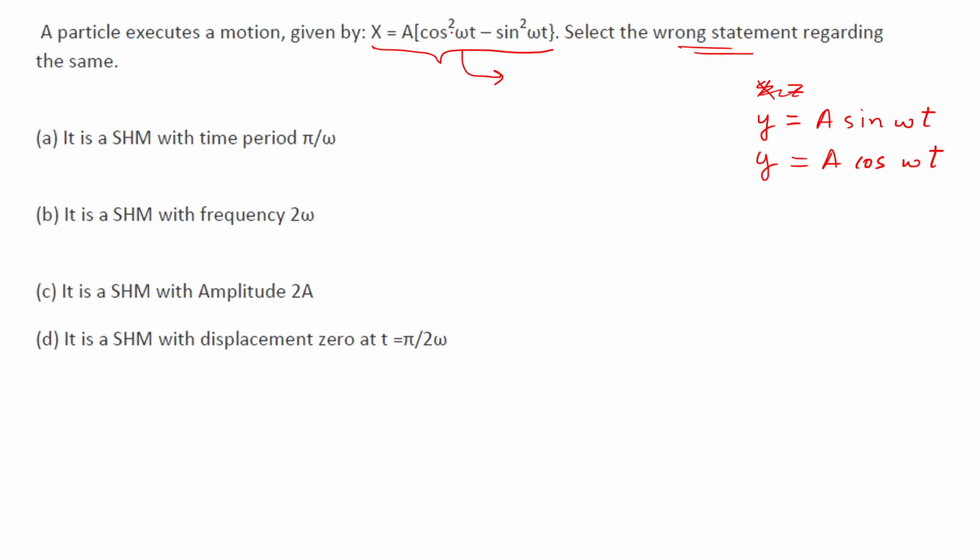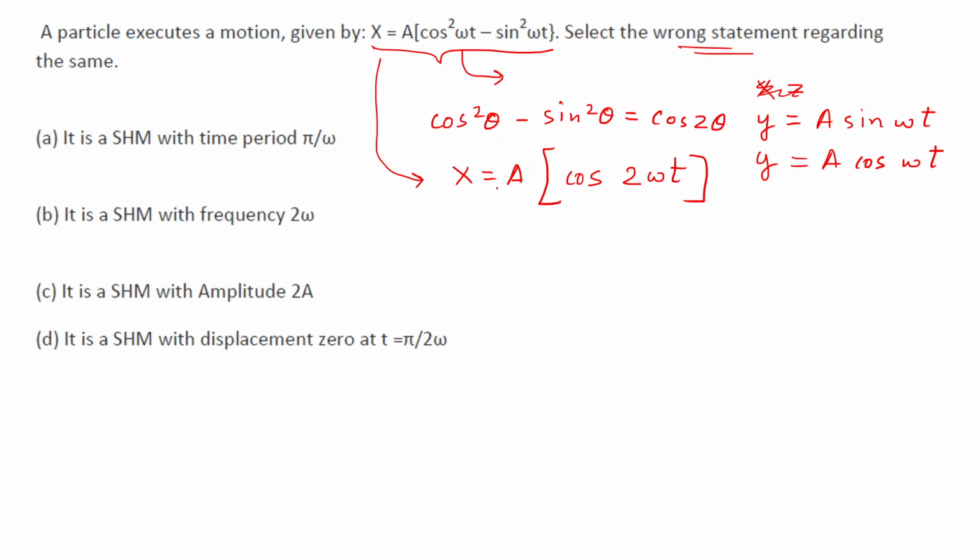So for this formula, if you recall the trigonometric identity, cos square theta minus sine square theta is cos 2 theta. Using this identity, we'll change this equation to x is equal to A, the amplitude as it is, and cos square omega t minus sine square omega t will become cos 2 omega t.